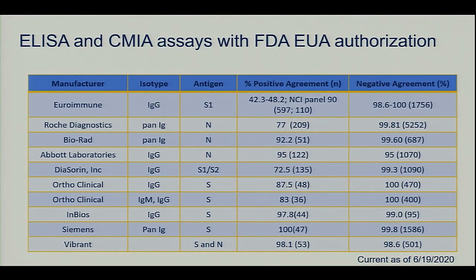And this is the listed sensitivity, positive agreement or sensitivity, and then negative agreement on the right. And I've listed the percent agreement, and then in the parentheses are the number of specimens the company used to validate their assays. Next slide, please.